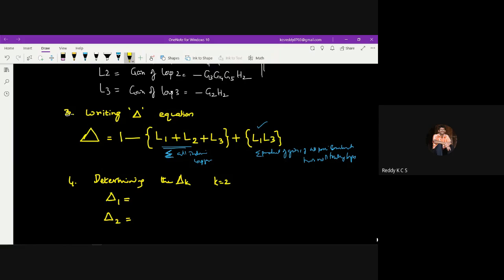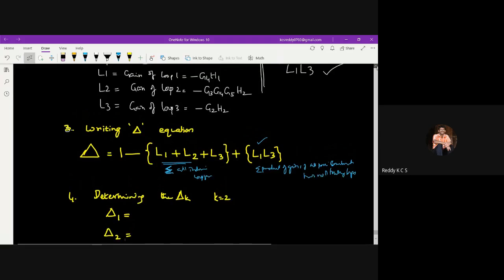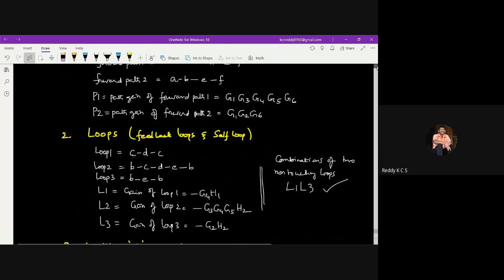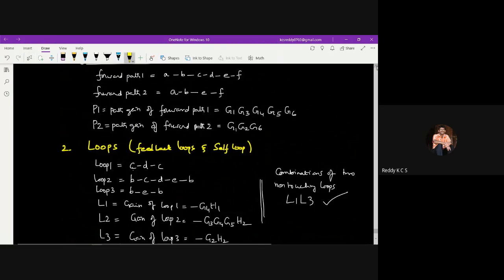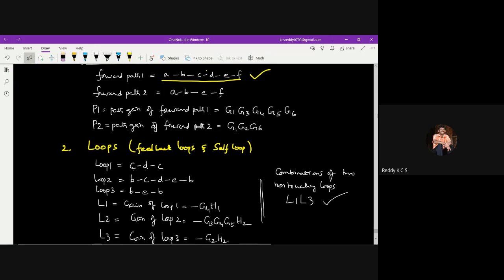So what are the loops touching the forward path 1? Forward path 1 is represented as A, B, C, D, E, F. In this forward path 1, looking at A, B, C, D, F, loop 1 is touching. Why? Because C is there here also. So loop 1 is touching, and that is not considered. Loop 2 is also touching, and loop 3 is also touching because there is a common node B and a common node E. So all the loops are touching for the first forward path.